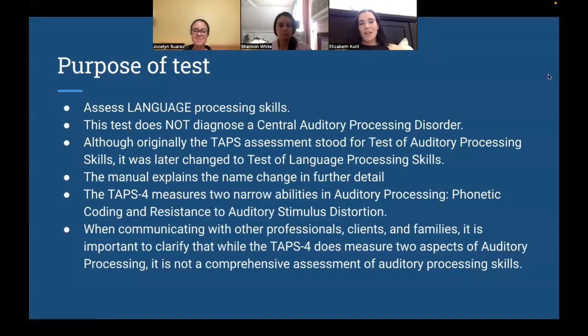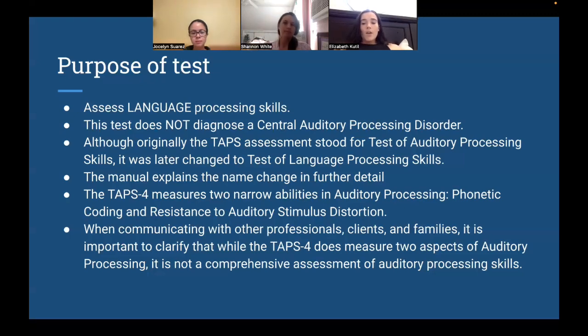The purpose of the TAPS-4. So this is meant to assess language processing skills. It does not diagnose a central auditory processing disorder. Although originally the TAPS assessment stood for test of auditory processing skills, it was later changed to test of language processing skills. So the manual will go into this in further detail, and I will explain that in a moment. The TAPS-4 measures two narrow abilities in auditory processing, which are phonetic coding and resistance to auditory stimulus distortion.